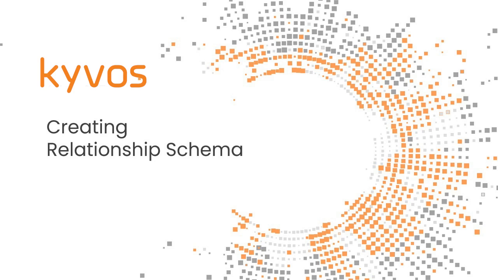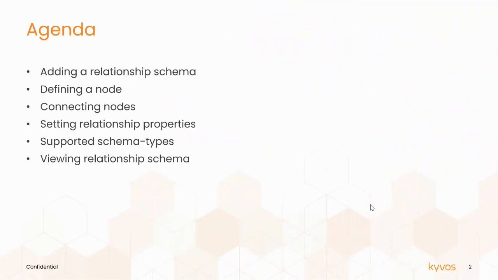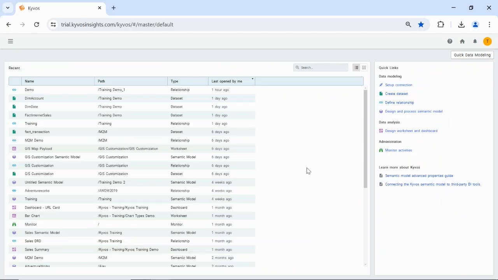We'll be covering the following topics: adding a relationship schema, defining a node, connecting nodes, setting relationship properties, supporting schema types, and viewing relationship schema. Once you have the data sets, the next step is to create a relationship schema. The relationship schema that you create can be abstracted using a semantic model.